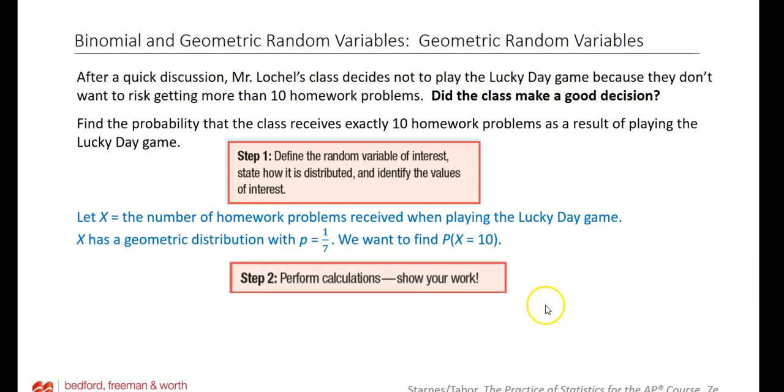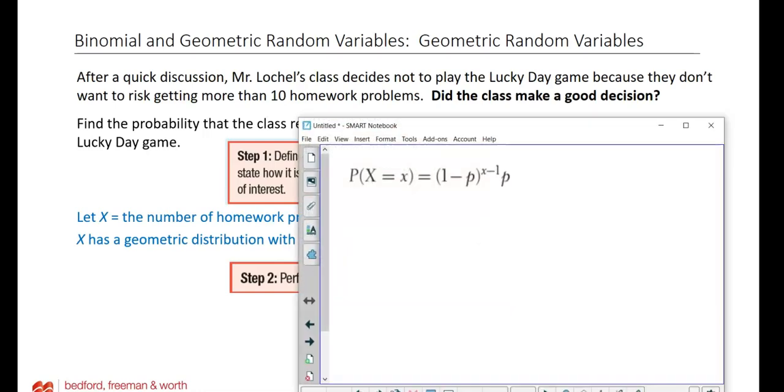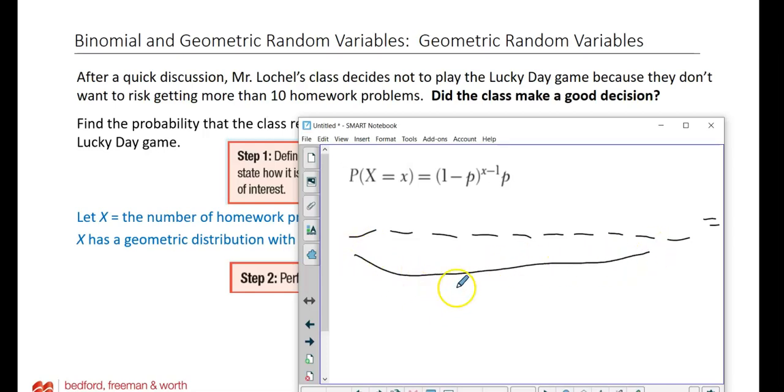Perform your calculation. So I'm going to show you 2 different ways of doing this. One is old school, you don't really need a formula. You've got 10 slots, 1, 2, 3, 4, 5, 6, 7, 8, 9, 10. And you're going to multiply all those together. You want all of these to be fails, and then you want this last one to be a success on the 10th try.